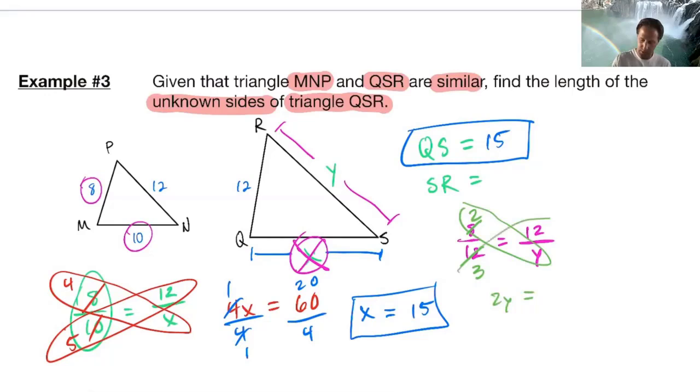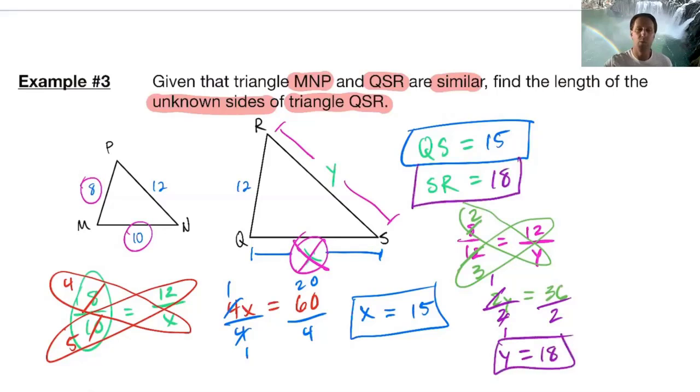2y equals 36. And then take half of that so that you get what y or SR is, and that would be the length of 18. So 2 different ways to use similar triangles, both on the inside, the angles that correspond to one another have to be the same, and then the outsides, the side lengths that correspond to one another have to be proportionate.